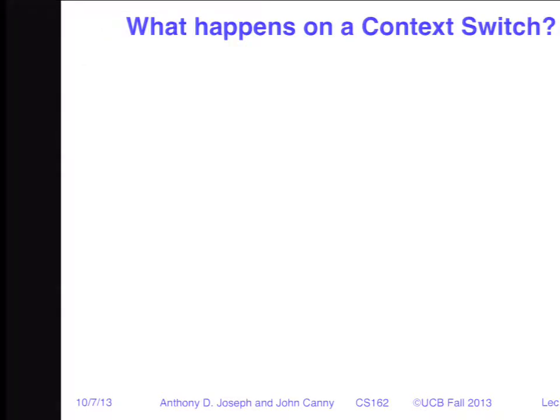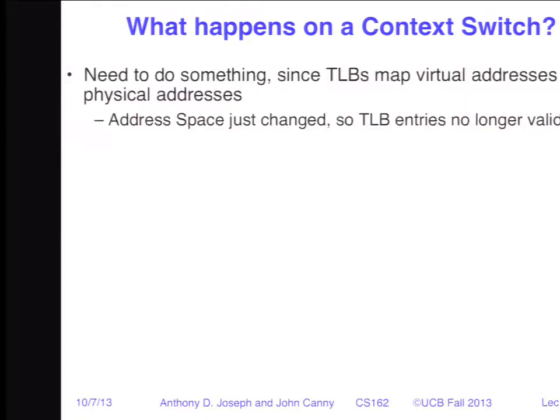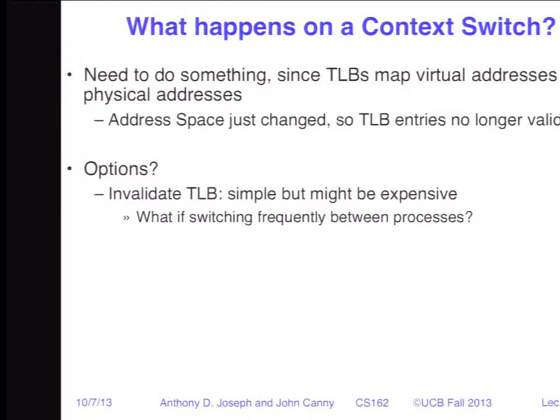Okay, so what happens on a context switch? We have a problem, because a TLB is mapping virtual page numbers to physical page numbers. We've changed the address space, so that mapping is no longer valid. So we have a couple of choices. One choice is to invalidate the entire TLB. This is called flushing the TLB. Very simple, easy to implement: just mark every entry as zero and invalid.